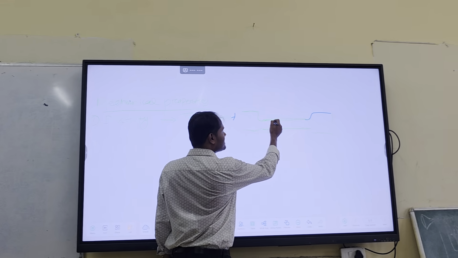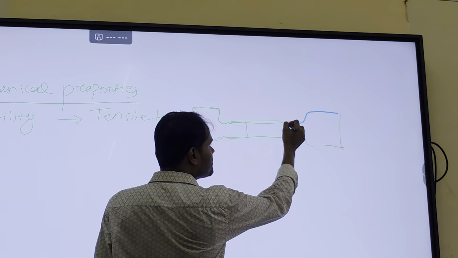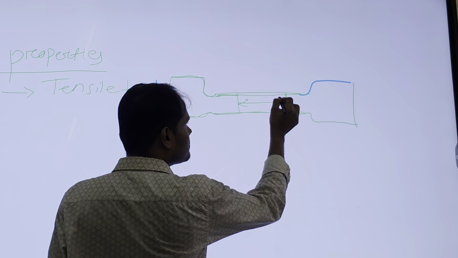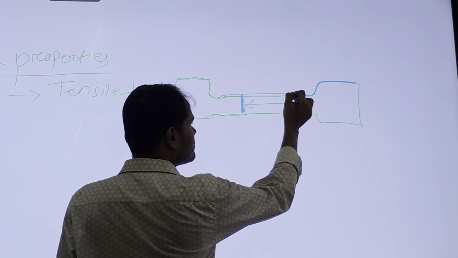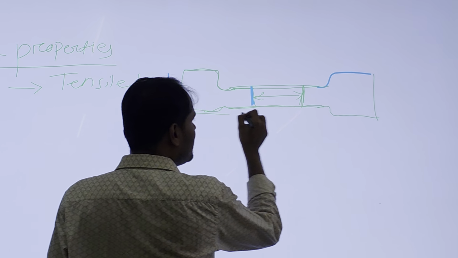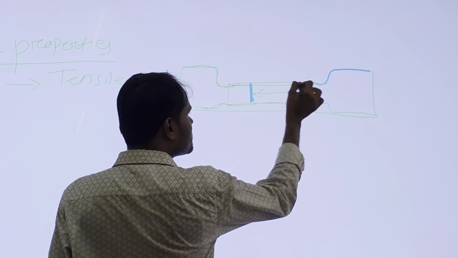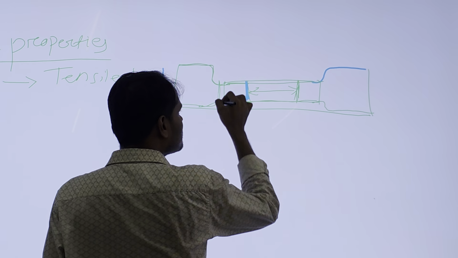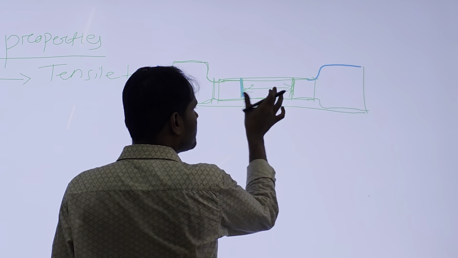So gauge length is from this region to this region. That is the gauge length. This is called total length. This is called reduced length, from here to here. And this is the gauge length. This much is gauge.